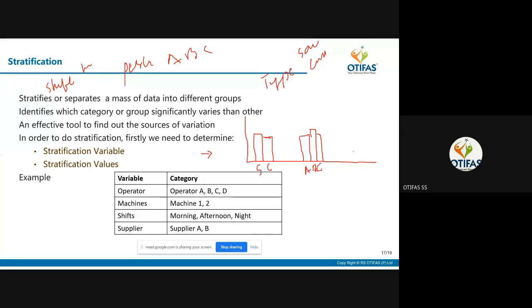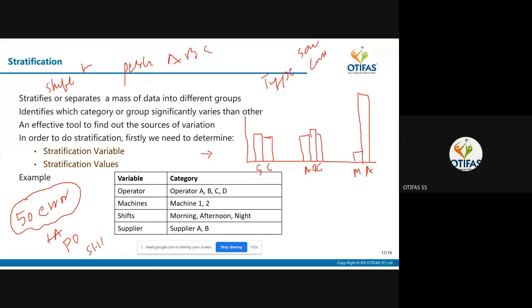And then we did another analysis based on the shift: morning shift, afternoon shift. Now tell me, what is your analysis in this? There are 50 application errors, and these 50 application errors have been stratified using type of account, person who opened the account, and shift. Now tell me, what do you conclude in this? Which one is more significant? The shift one.